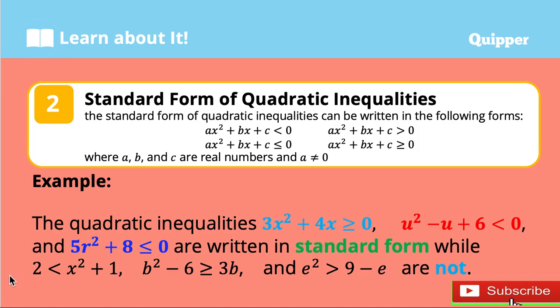While 2 is less than x squared plus 1, b squared minus 6 is greater than or equal to 3b, and e squared is greater than 9 minus e are not in standard form yet. Though they are quadratic inequalities, they are not in standard form yet.